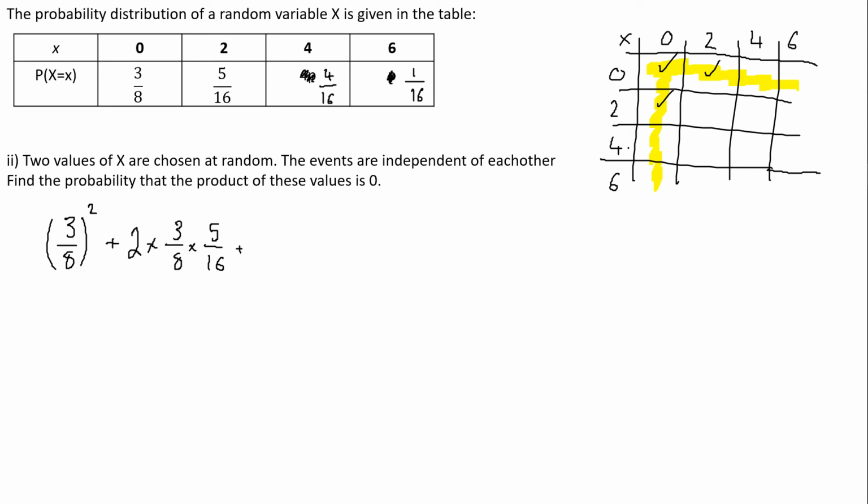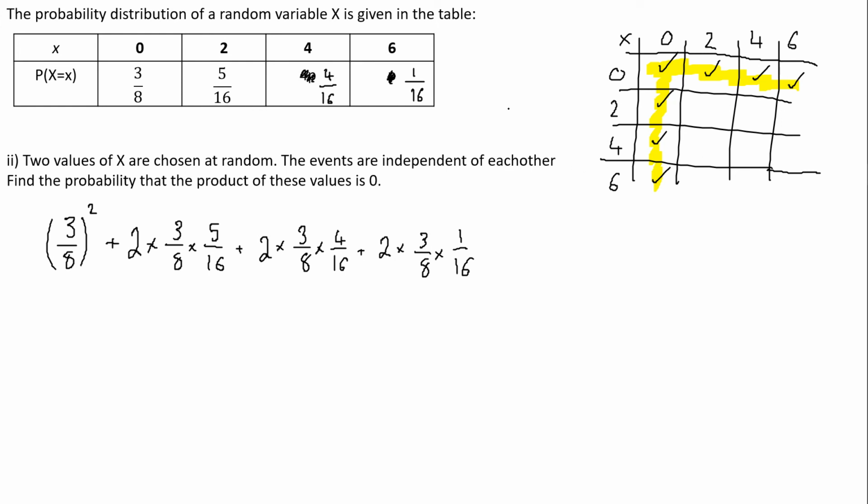Okay, let's look at the next one. 0 and 4, 4 and 0. So there's 2 chances again, so it's 2 times the chance of a 0 and getting a 4, which is 4 over 16, plus, and the last one, 0 and 6, 6 and 0, 2 times 3 over 8 times 1 over 16. Okay, and that is it.